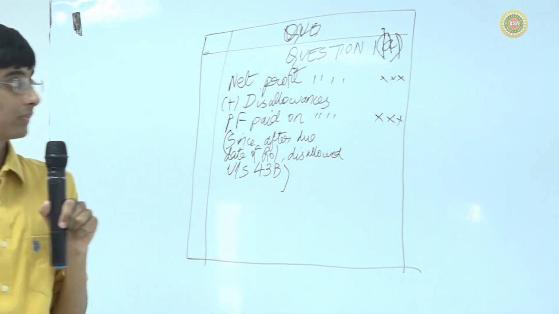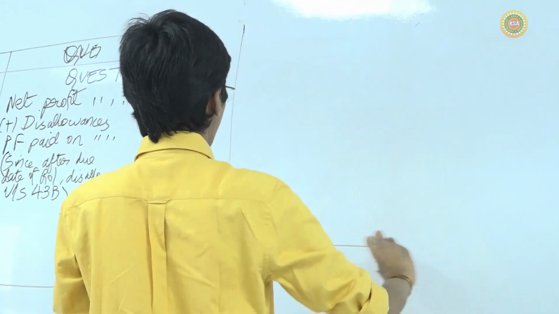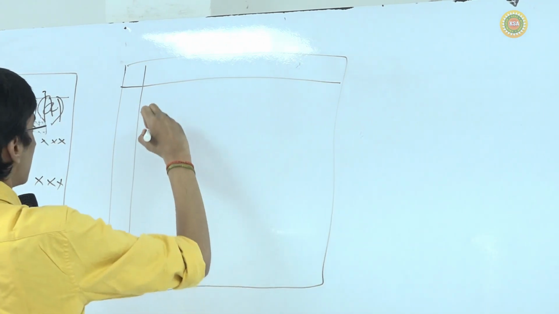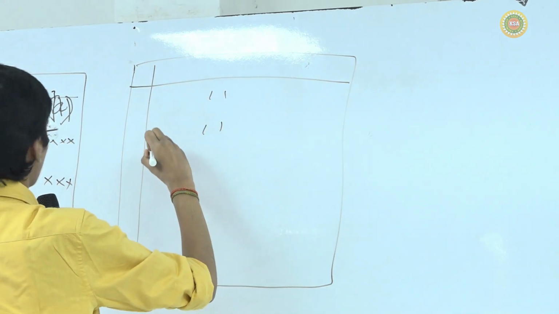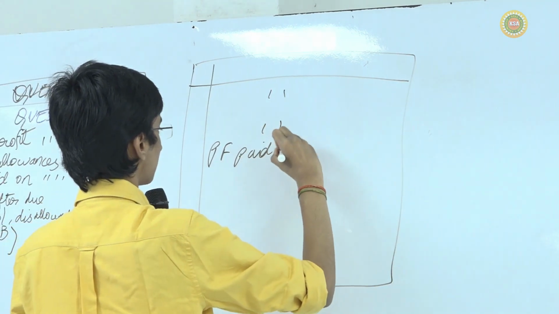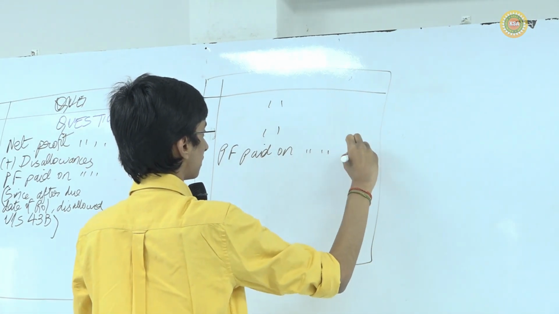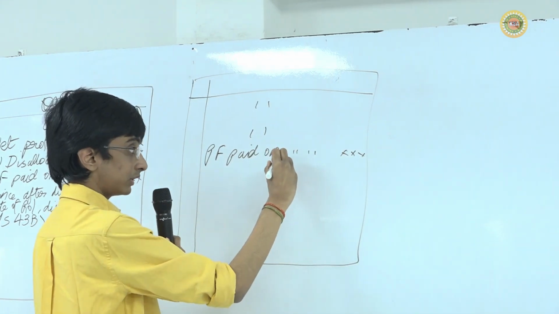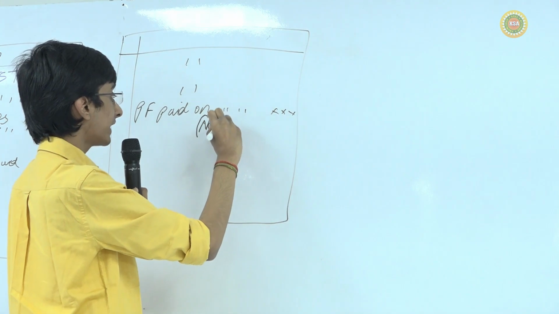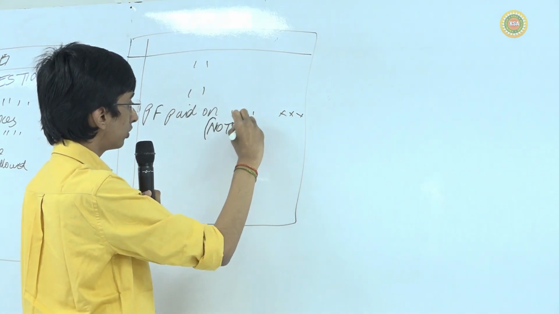This is one way, and there is also another way of presenting the same answer. I will write only that adjustment for the time's sake. PF paid. And you can, this is the second alternative. Here you can give reference to the note number. Say this is note 2.